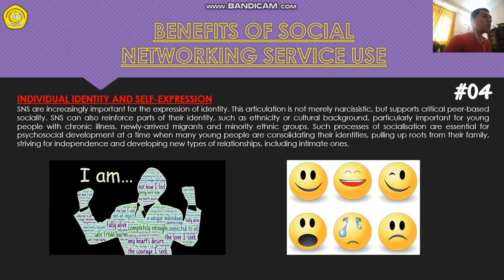This articulation is not merely narcissistic but supports critical peer-based social interaction. SNS can also reinforce part of their identity, such as ethnicity or cultural background, particularly important for young people with chronic illness, newly arrived migrants, and minority ethnic groups. Such processes of socialization are essential for psychological development at a time when many young people are considering their identities, pulling up roots from their families, striving for independence, and developing new types of relationships, including intimate ones.